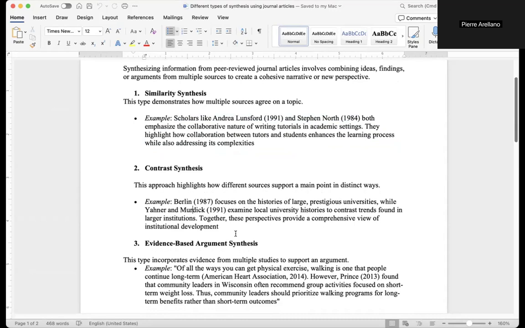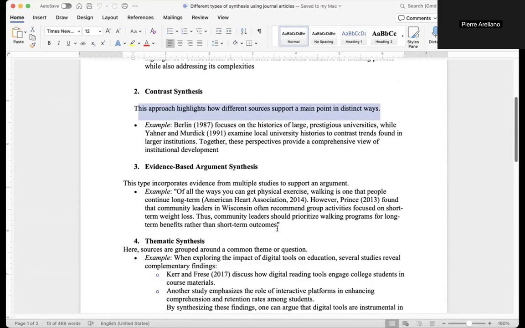Together, these perspectives provide a comprehensive view of institutional development. So the differences that you saw in your sources, there's a contrast. Evidence-based argument synthesis. This type incorporates evidence from multiple studies to support an argument. This is great for when you have a major claim to make.